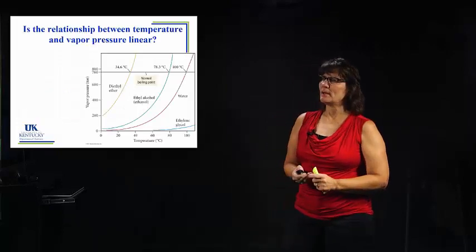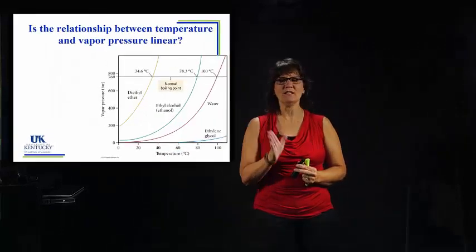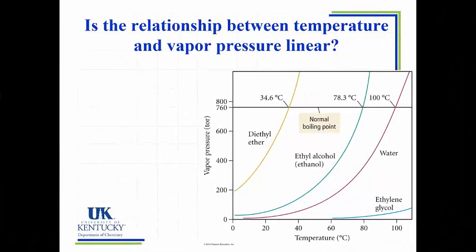So let us start with this graph. We've seen this graph before. We've seen that as the temperature goes up, which you see along the x-axis, the vapor pressure is increasing. So I want you to look at that relationship and just answer the question. Is that a linear relationship? We love linear relationships. Is that relationship between vapor pressure and temperature linear?